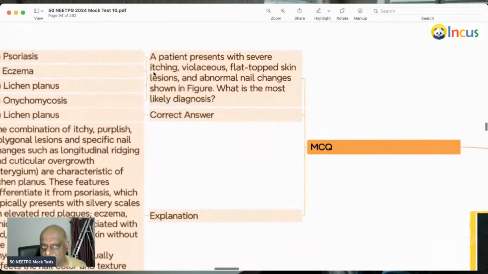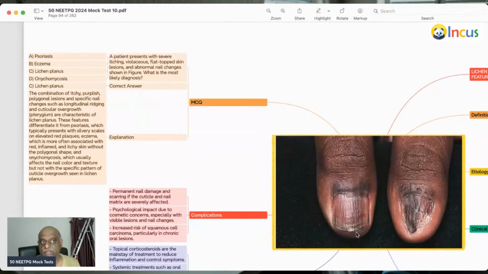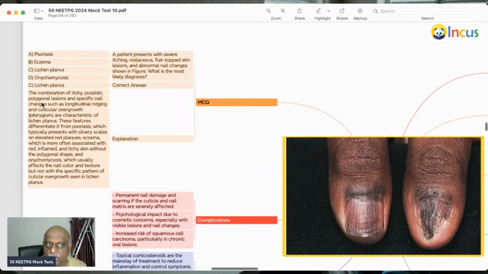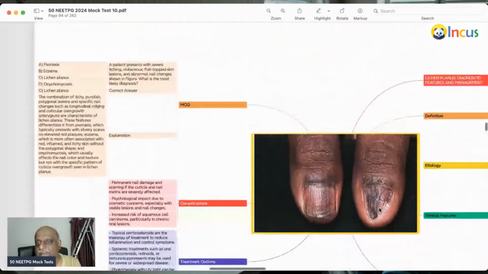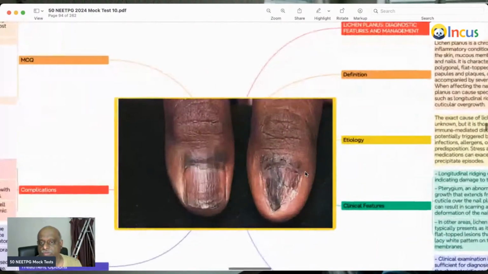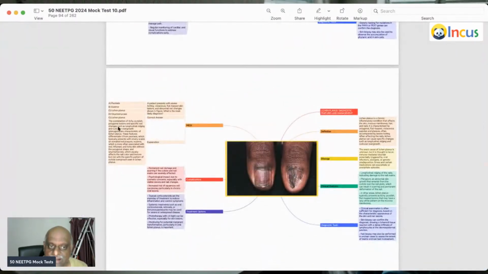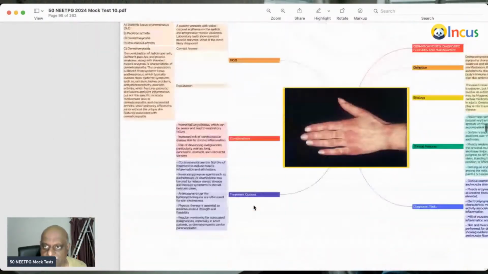A patient presents with severe itching, violaceous, flat-topped skin lesions and abnormal nail changes, which are shown in the figure. So this is called lichen planus. Itchy, purplish, polygonal lesions, specific nail changes such as longitudinal ridging and cuticular overgrowth, which is called pterygium, are classical and characteristic of lichen planus is what you need to remember.